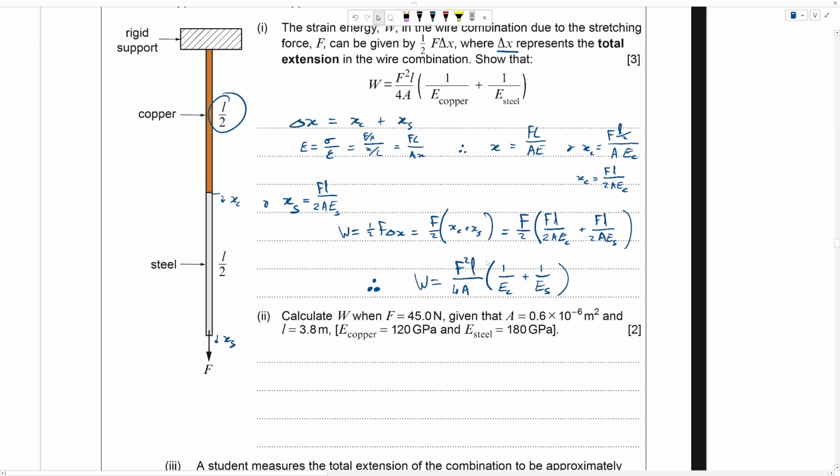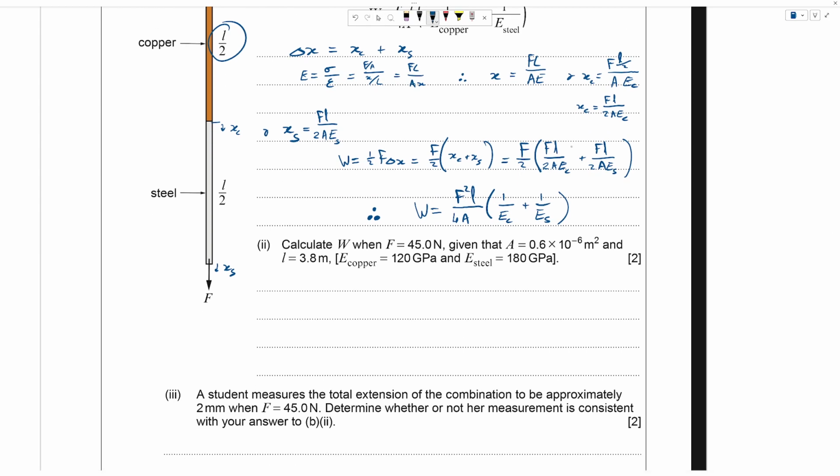So really the crux of that was just recognizing that the total extension is the sum of the two, and then just subbing in an expression for each individual extension. Calculate W when F is equal to that, A is equal to that, L is equal to that. So this is very much just put the numbers into the formula. It doesn't seem to be much to this really for 2 marks.